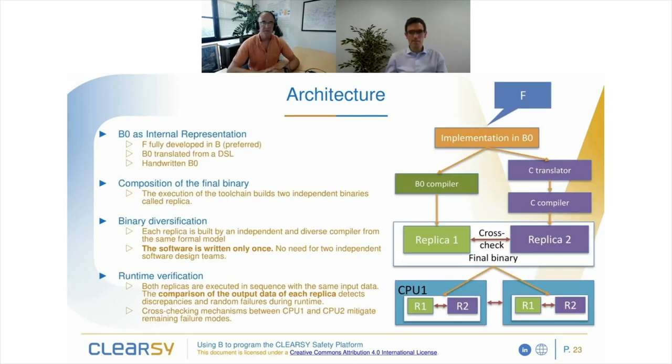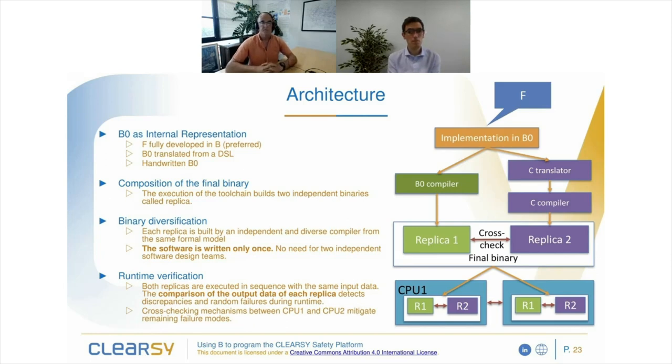So the architecture starts from the F specification in whatever language, and the entry point for the compilation tool chain is B0. B0 is the implementable part of the B language. So it can be obtained through a fully developed software in B. That is preferred because, again, in this case, you avoid a lot of testing. It could be translated from a domain-specific language. I have an example to show in the next part. Or it can be directly handwritten, considering that B0 is very similar to ADA or to C without the notion of pointer.